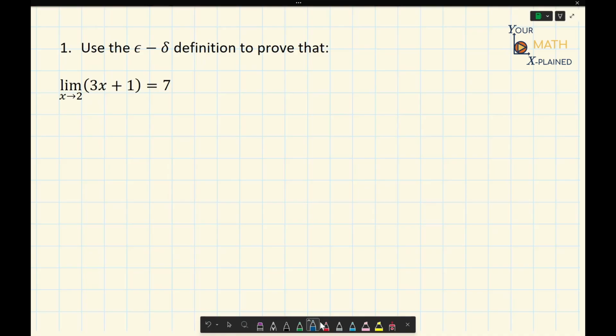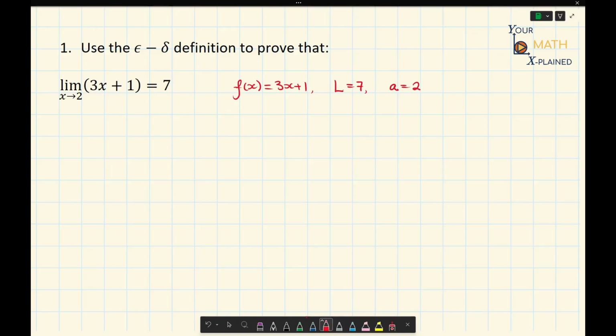So here we want to use the Epsilon-Delta definition to prove this limit. Now we know that we can use direct substitution here, but let's see how we can actually do it with this precise definition. So here, let's go ahead and write down our function f of x. That is going to be 3x plus 1. And then our L here is 7. And then our a here is 2.